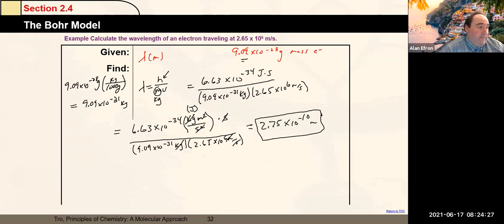And velocity could be given in a variety of units: meters per second, miles per hour, kilometers per second, something like that. So you've got to make sure that those are unit-wise correct. Any questions on that?